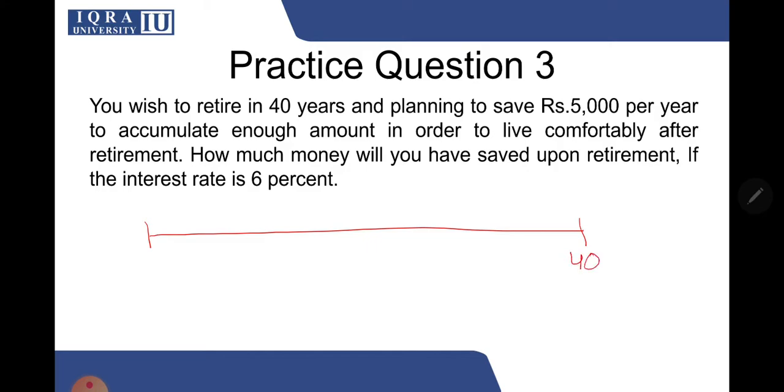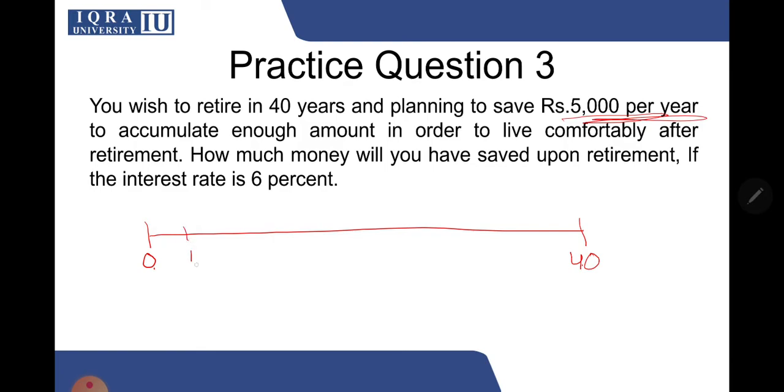So you wish to retire in 40 years and you're planning to save 5,000 per year to accumulate enough amount in order to live comfortably after retirement. So you're going to be saving this amount. Of course, you won't be saving it after retirement, right? You will be saving it right now so that once you're 40 years old, you can use that amount later on. So which means from time 0 to 40 you will be saving 5,000 every year.